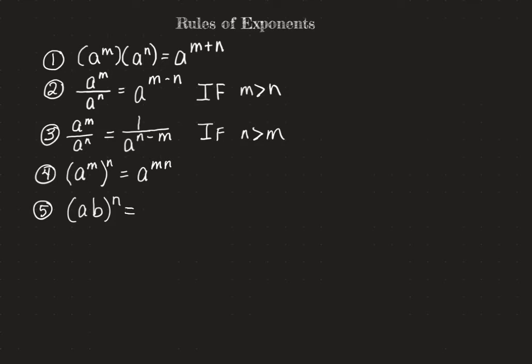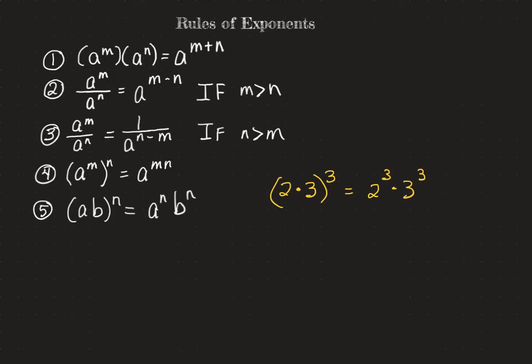That is equivalent to a to the n, b to the n. I think I'm going to do a couple of examples of this one. Let's start with just numerals. Okay, so 2 times 3 within the parentheses raised to the third power. That should be equal to, according to this rule, 2 cubed times 3 cubed.